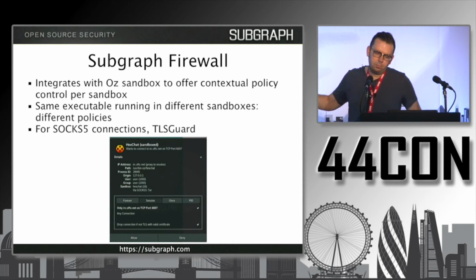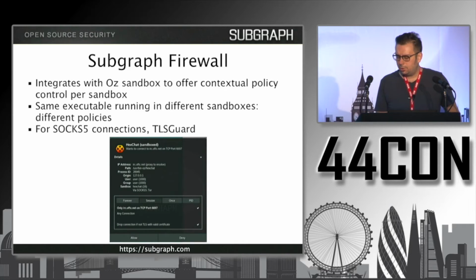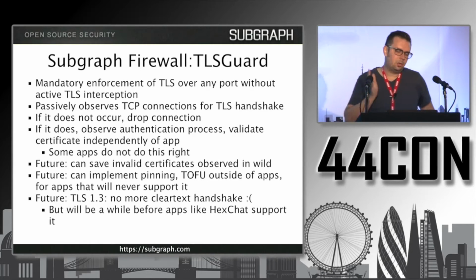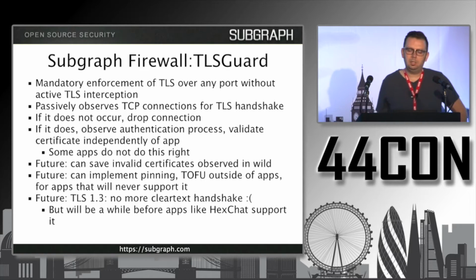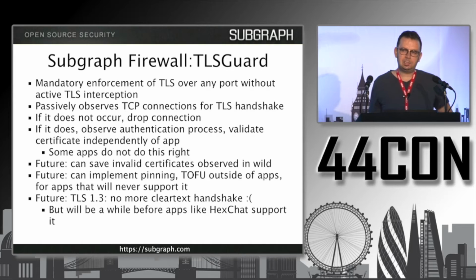But one really cool feature we added is something called TLS Guard. TLS Guard is for people who hate the idea of using something like Tor or anything without TLS because of the risk of exit nodes either observing traffic or interfering with it in some malicious way. So what is TLS Guard? TLS Guard is mandatory enforcement of TLS over any port without active TLS interception. So we're not breaking TLS.